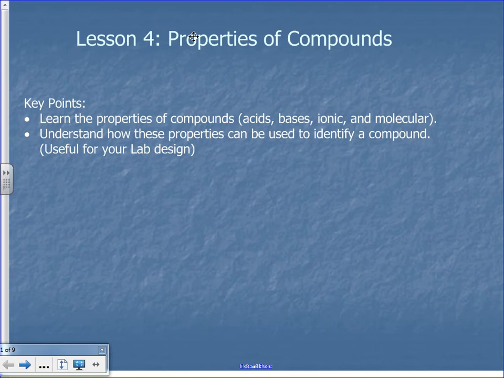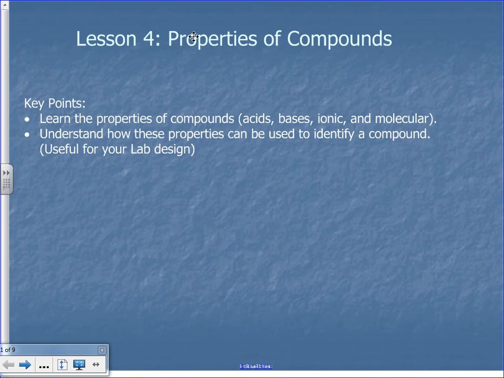Thank you. All right, so what we're going over today, guys, are the properties of compounds. We want to look at what are some differences between ionic compounds and molecular compounds. Now that we know how to name them, we want to look at how we could identify an unknown compound were it to be set in front of us. There are some obvious ways that we can do that.